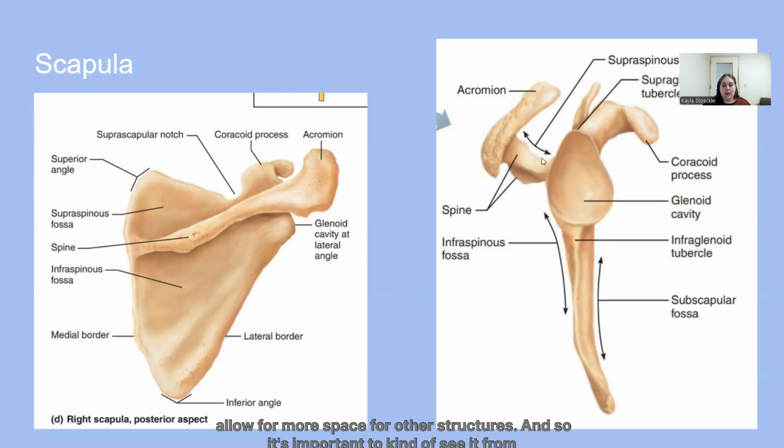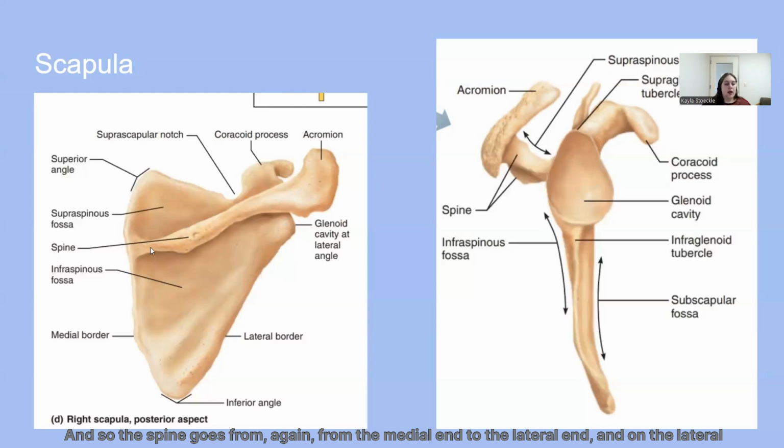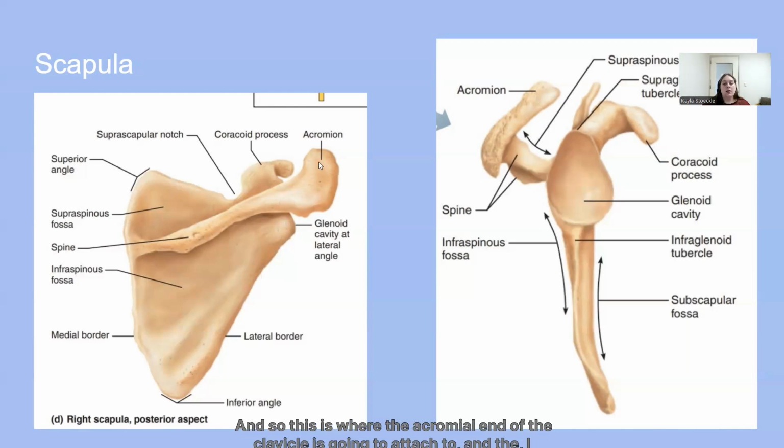And this is going to allow for more space for other structures. And so it's important to kind of see it from multiple angles, as that will make it easier to remember these different structures and where they are when you actually are seeing the physical bones. And so the spine goes from, again, the medial end to the lateral end. And on the lateral end, that is where you have the acromion. And so this is where the acromial end of the clavicle is going to attach to.